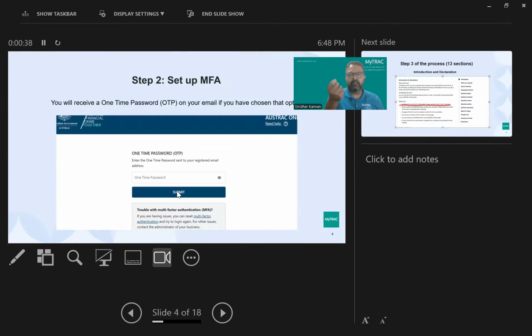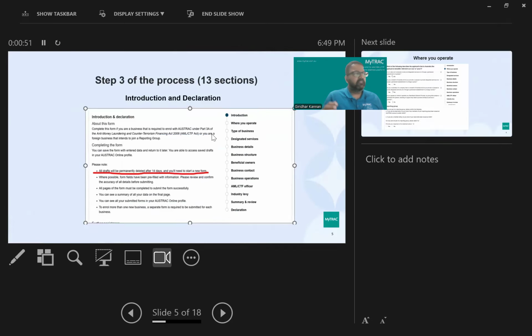So it could be either a Google Authenticator or you can receive OTP. I've seen sometimes there have been issues for people when they try to do the authenticator, but I leave it to you. It can vary depending on your connection and other things, or you can set up OTP. Now you have 13 sections that you need to fill in. So first is introduction. Now, when you start registering, you have until 14 days from the time you create an account to complete this whole process. Till then, AUSTRAC Online will save them as a draft. Otherwise, it will permanently delete this information. All right. So we move on from here.